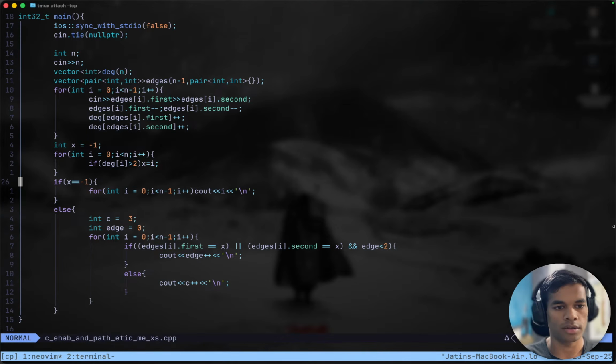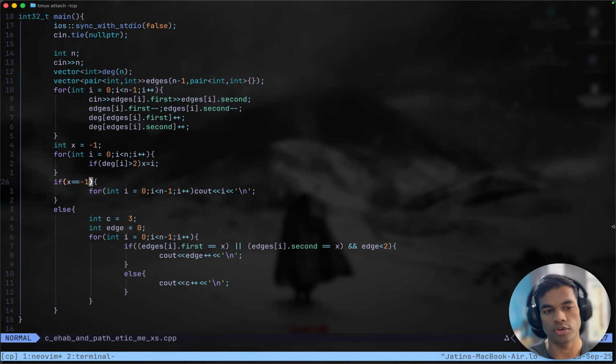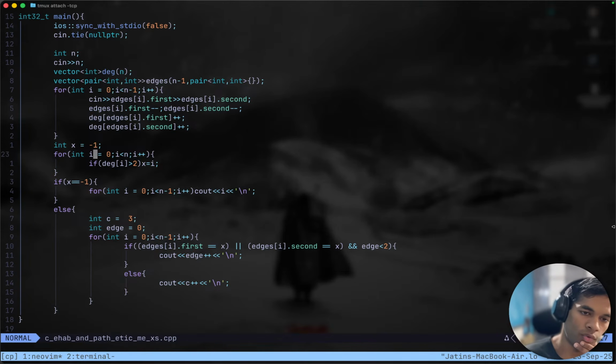And before that, here in this case, when x is equal to -1, that is, there is no node with a degree higher than 3, then we cannot have 0, 1, and 2 share such a configuration in which they do not appear on a singular simple path, when x equals -1 and no node has a degree higher than 2. But if it does, then we know which one it is.